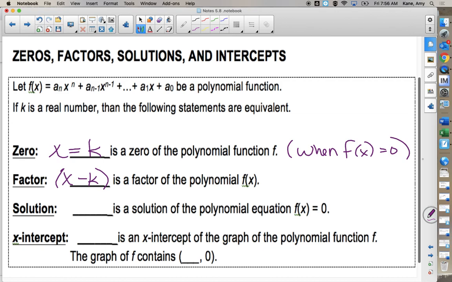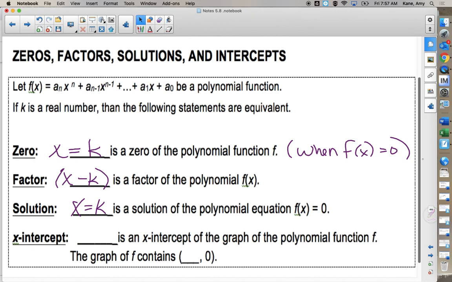A factor gives me a 0. I use a factor to find a 0. But really, they're kind of the same thing. I use one to find the other. A solution is the same thing as a 0. A solution is when f of x equals 0. So those guys are really the same. A 0 is a solution is a 0. You might be asked to solve and find the zeros, or it might just say solve the polynomial. Or it could say find the zeros of a polynomial. You're factoring it to get those answers.